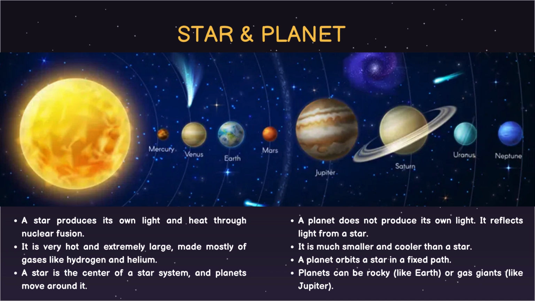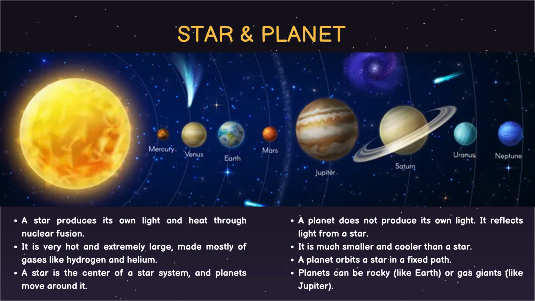Did you know that stars and planets are completely different? A star produces its own light and heat through nuclear fusion. It is very hot and extremely large, made mostly of gases like hydrogen and helium. A star is the center of a star system, and planets move around it.